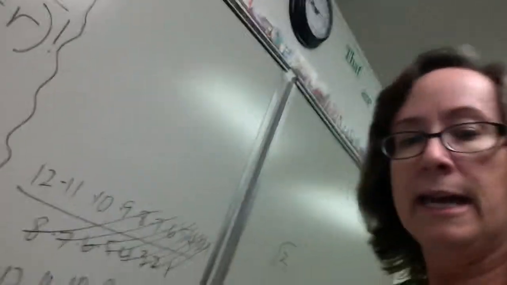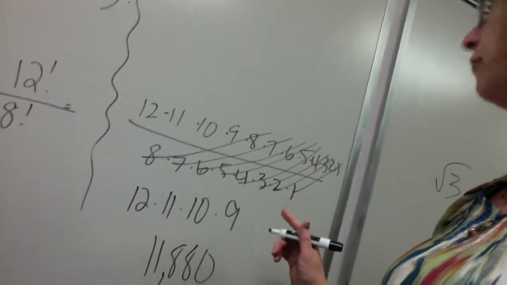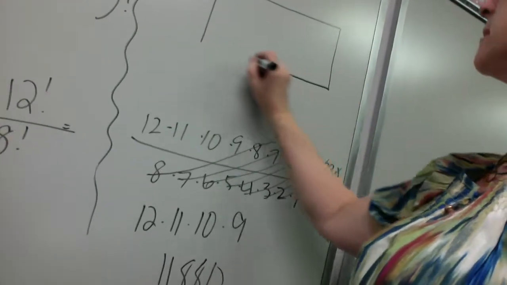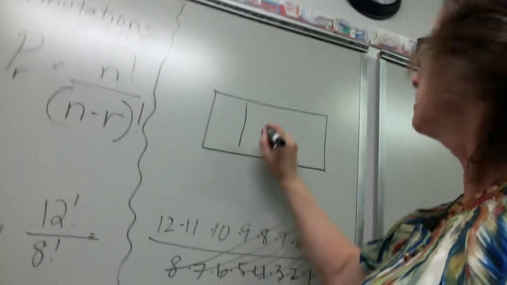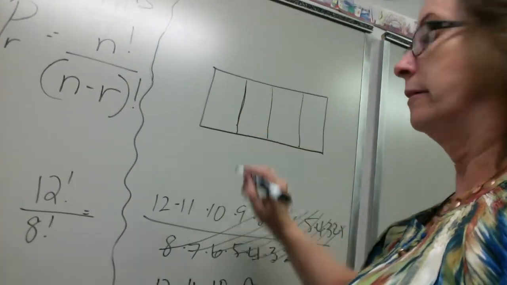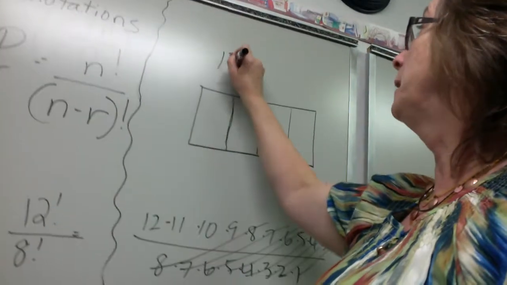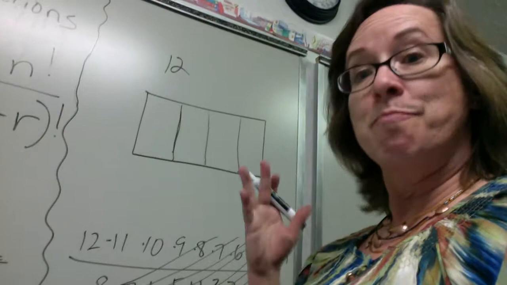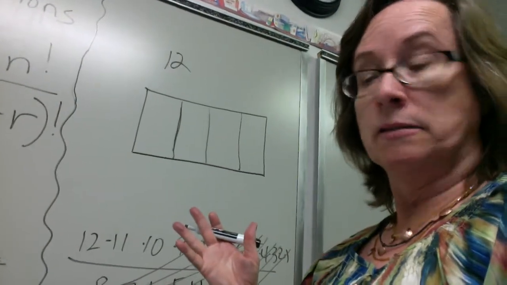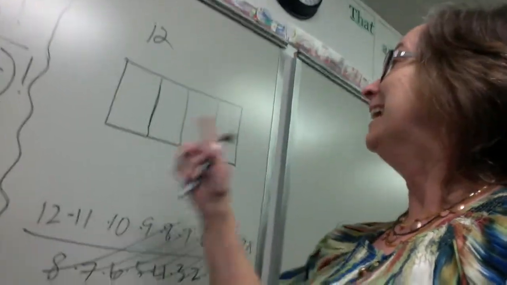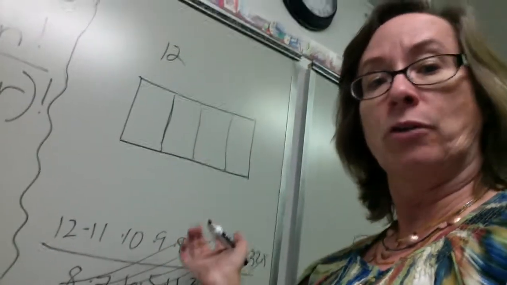Now what this is the same as is when we were doing them without a formula, we would say, okay, if I had 4 slots, 4 seats in a car, and I had 12 people that wanted to get in the car, but it mattered which order they went in. How many ways could I put 12 people in this car in a specific order?